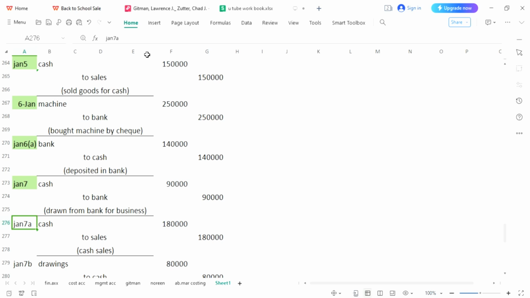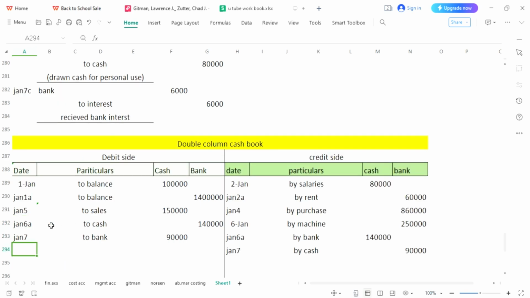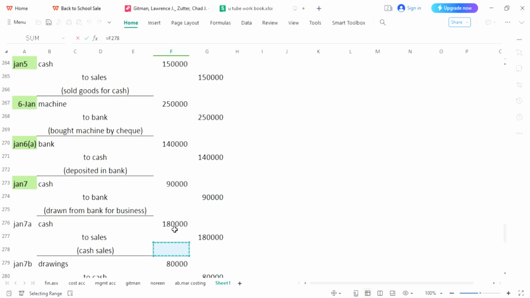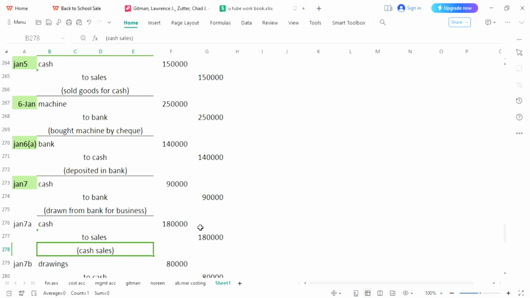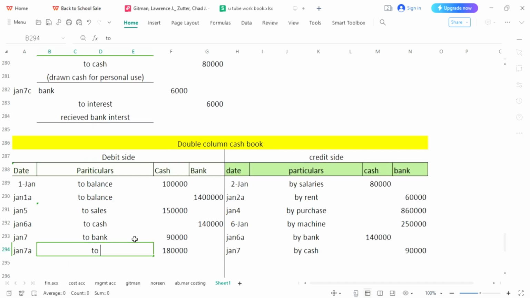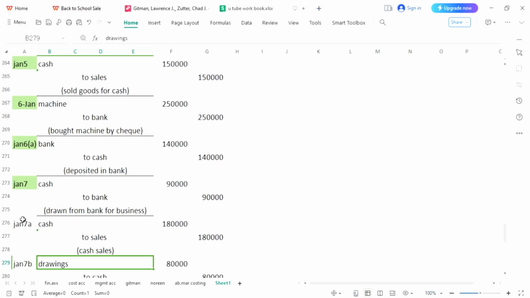Now January 7A, where only cash is present. So it means it would have only one effect. Cash is debited, January 7A. Just put the date, and as you know, cash is present on debit side. You can see 1,80,000. Put on debit side. Now see the reference. Cash was debit. What is written on the opposite side? To sales. So just put to sales over here. Okay. So January 7A has been completed and we are marking it as it has been done.